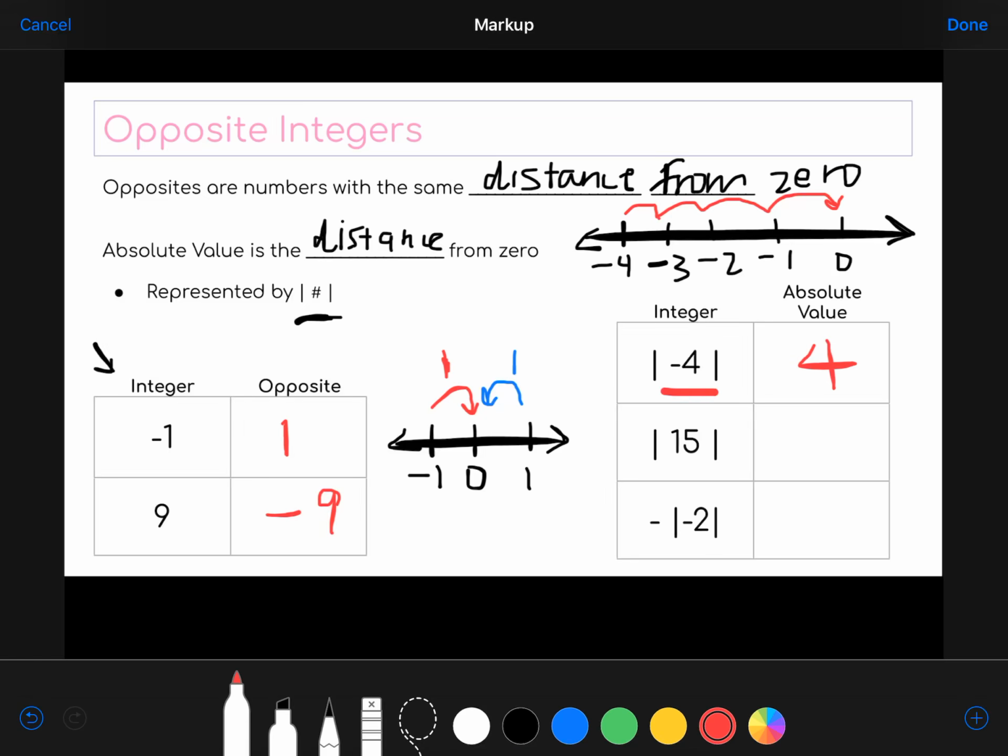If we have the absolute value of 15, that would be 15. It's 15 spaces from 0.